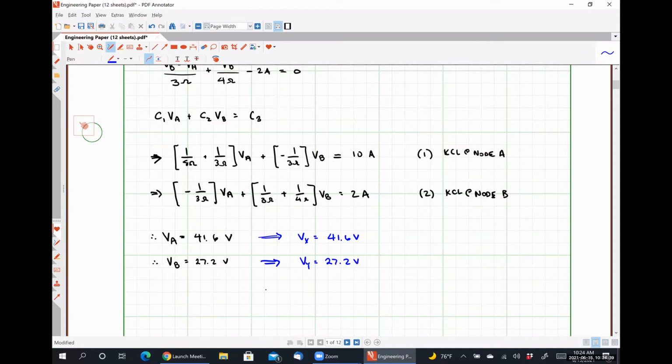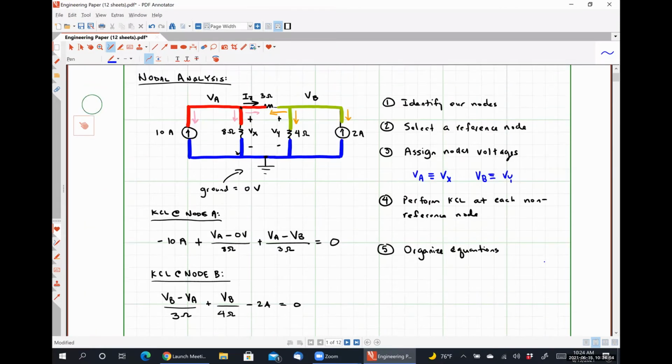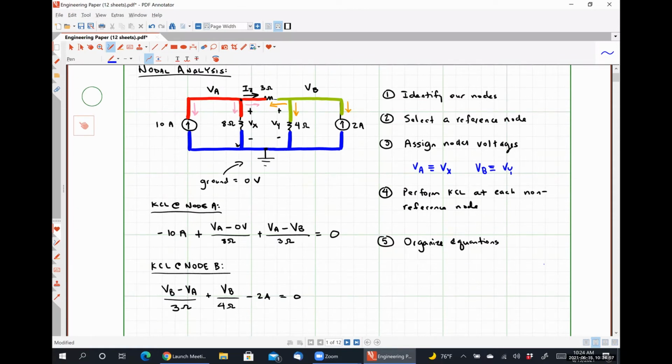So my question to you guys then is, how can we use this information to determine our current Iz? Any thoughts? Well, since you know Vx, could you add up your two resistors, 3 ohms and 4 ohms in series? And since they're going to have the same current, could you solve it like that with the voltage over resistance?